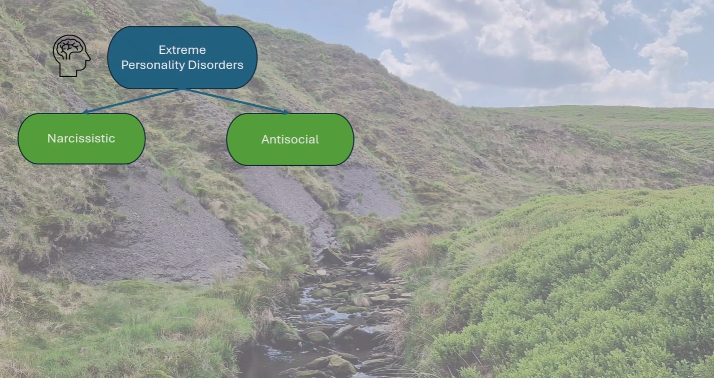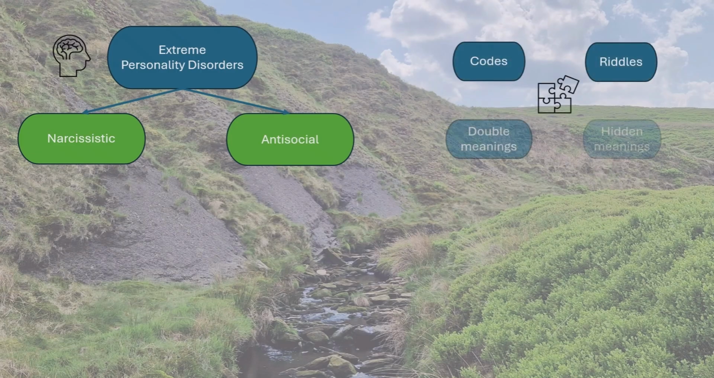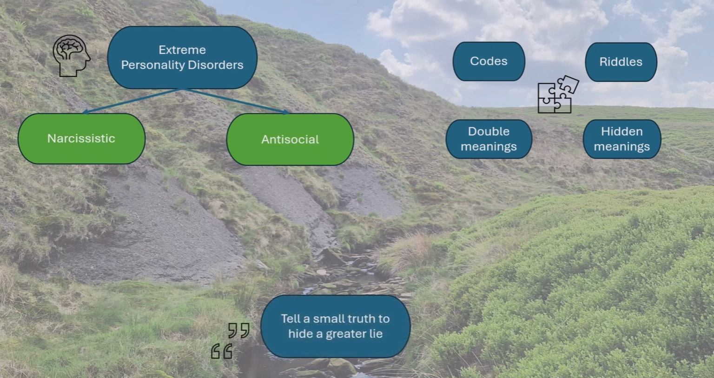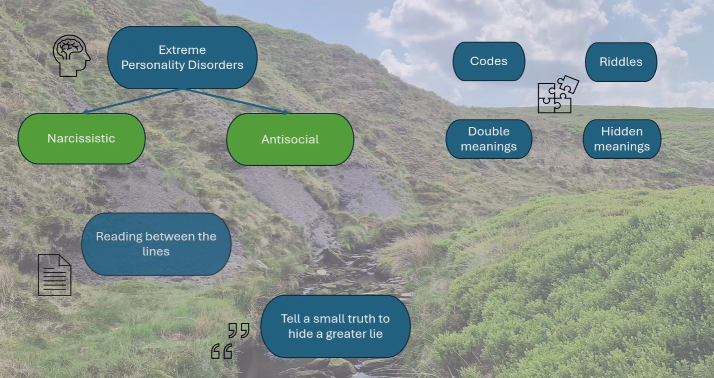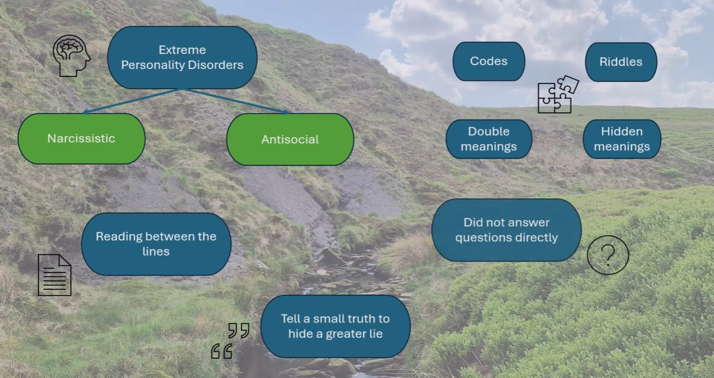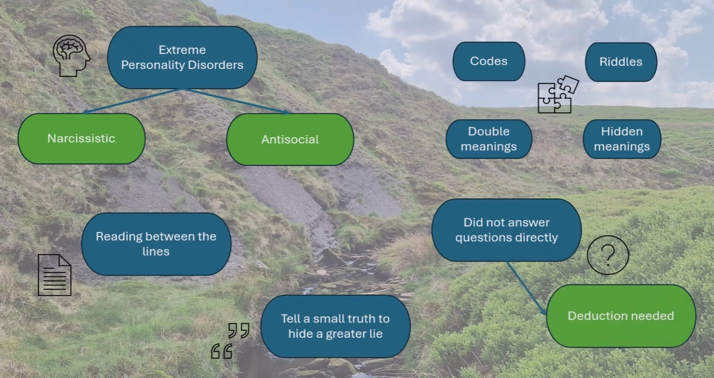Brady and Hindley enjoyed using codes, riddles, double and hidden meanings in their correspondence. His mantra was, "Tell a small truth to hide a greater lie." He advised reading between the lines rather than taking text literally. Brady was not one for a direct answer. Instead, he gave oblique replies with deduction needed to determine his exact reference or meaning.